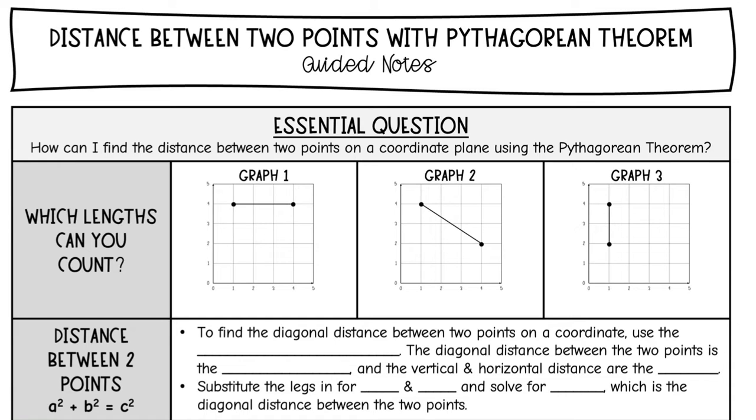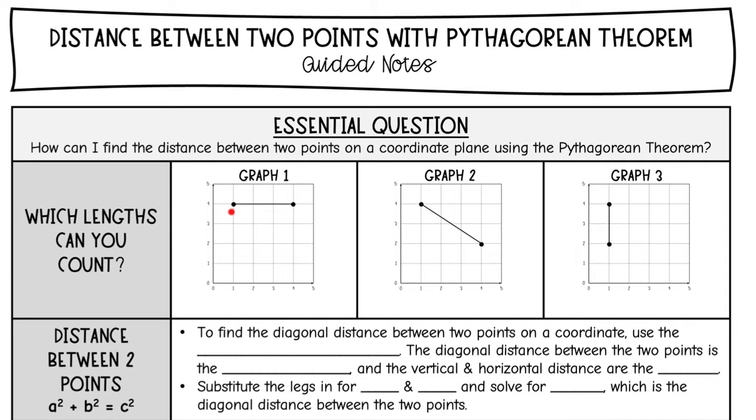Today we will look at distances between 2 points using the Pythagorean theorem. Our essential question is, how can I find the distance between 2 points on a coordinate plane using the Pythagorean theorem? First, let's consider which lengths we can actually count.